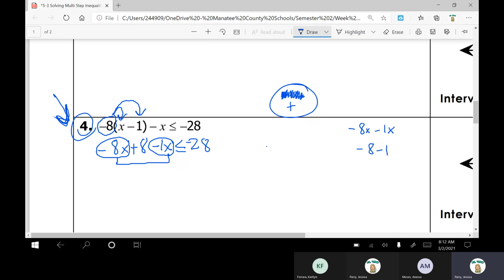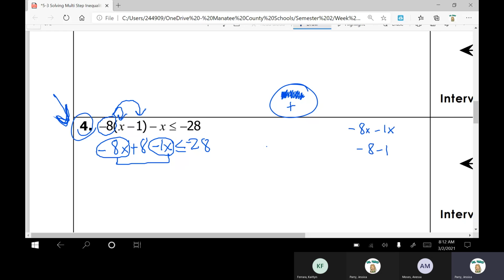Oops, I see here you said it's the -28. There you go, I fixed that. Thank you for letting me know. Yep, so then we get a negative 9x when we combine like terms, so negative 9x. Then I also fixed this. I turned that into a negative there. That's a good catch. Thanks for letting me know.